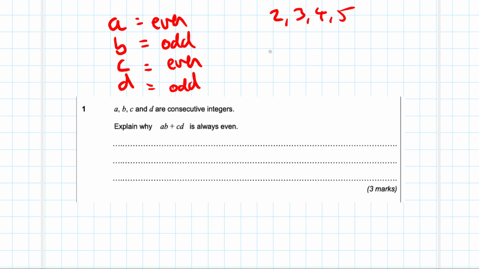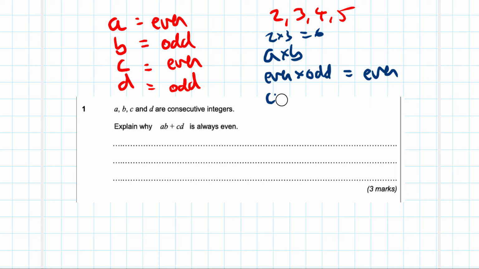So the first thing we have then is a times b. So in this case 2 times 3 is equal to 6. So a times b is even times odd, and this, as shown, gives you an even number. And then c times d is also even times odd, so therefore is an even number. So therefore you have ab plus cd, which is an even plus an even, which is an even.